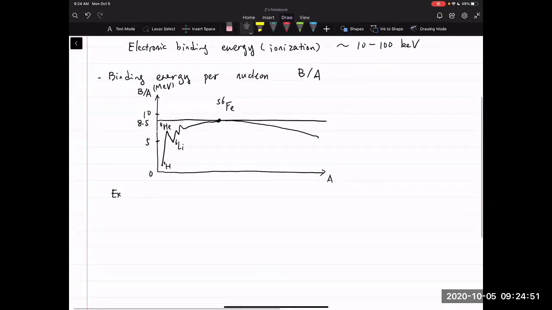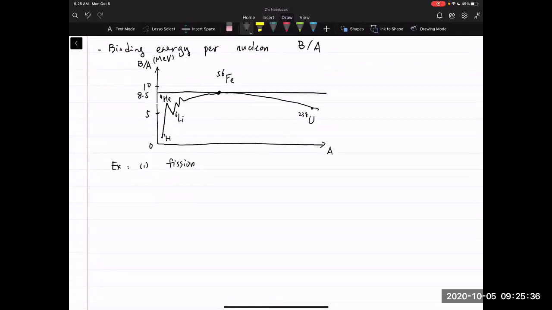So the first example will be, let's use this binding energy per nucleon to understand the fission. For the fission process, we start from, let's say, uranium. So uranium, 235 or 238. Let's take 238 here. And then it has a slightly less binding energy compared to iron. So let's look at this fission process.